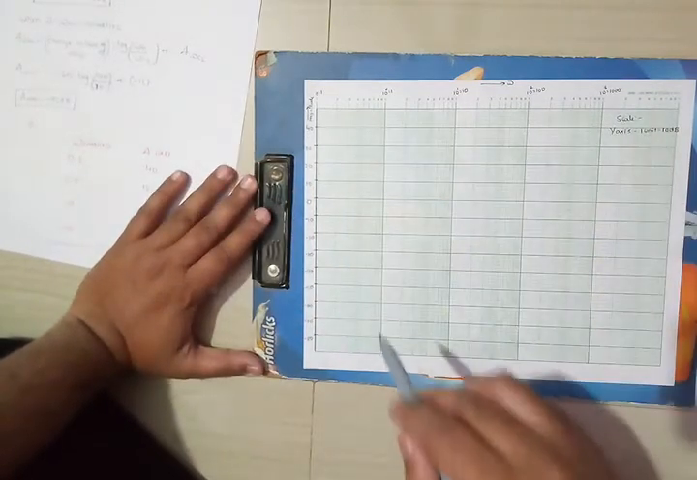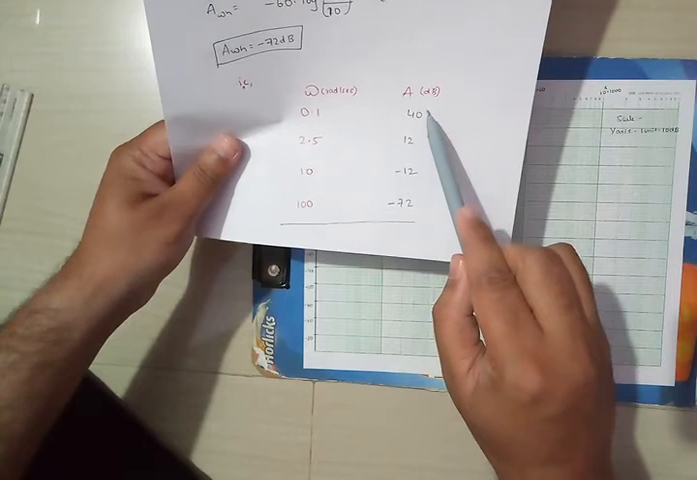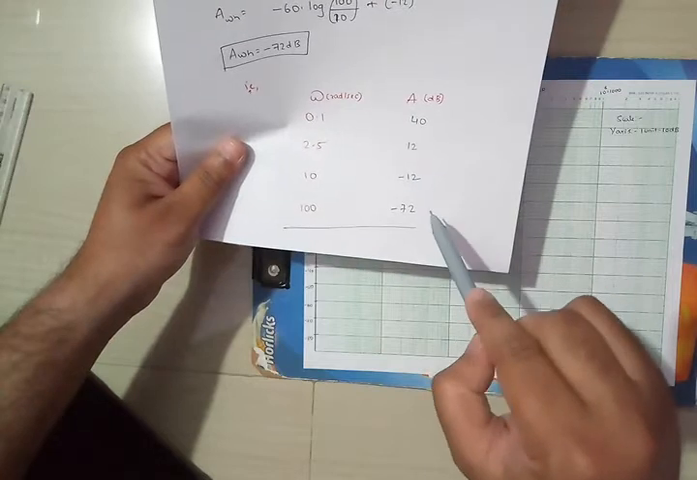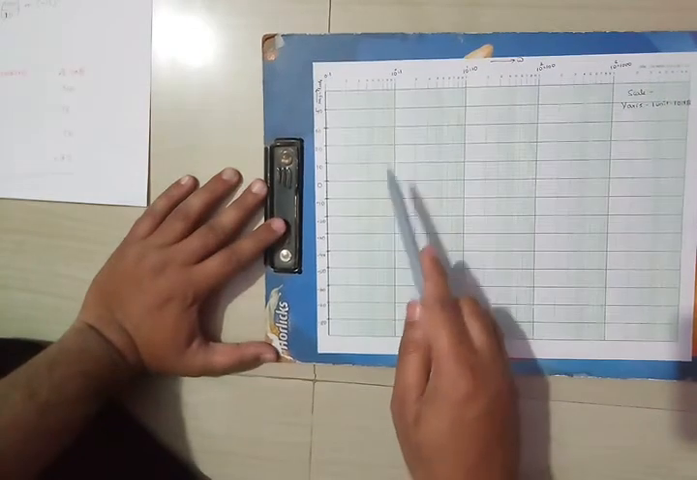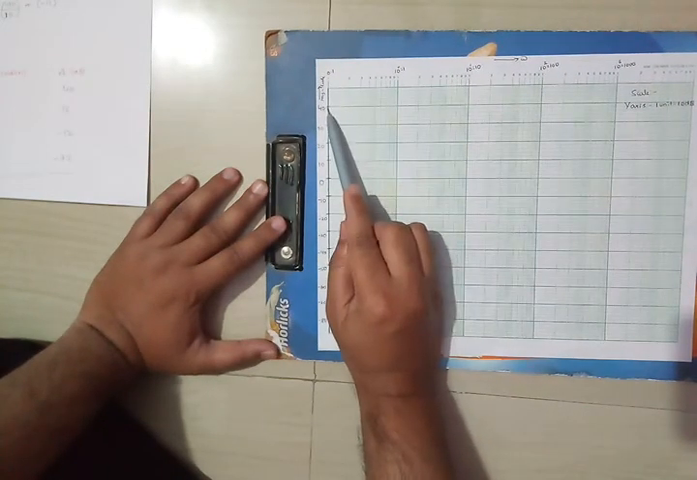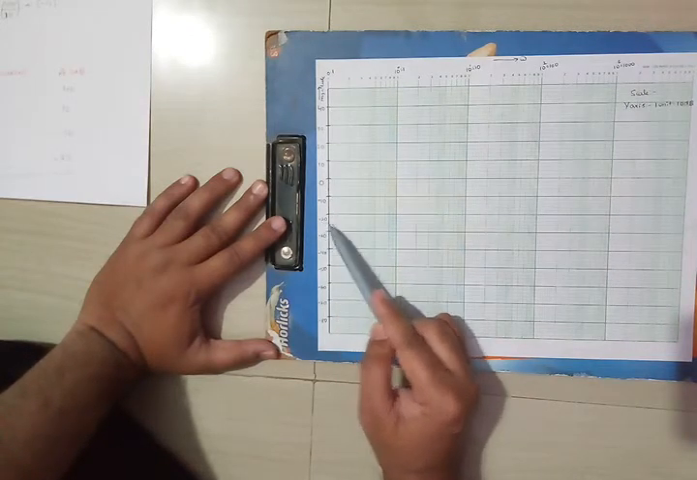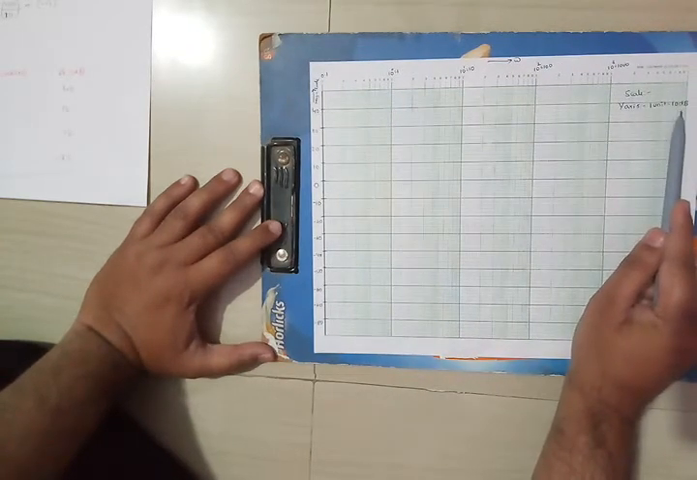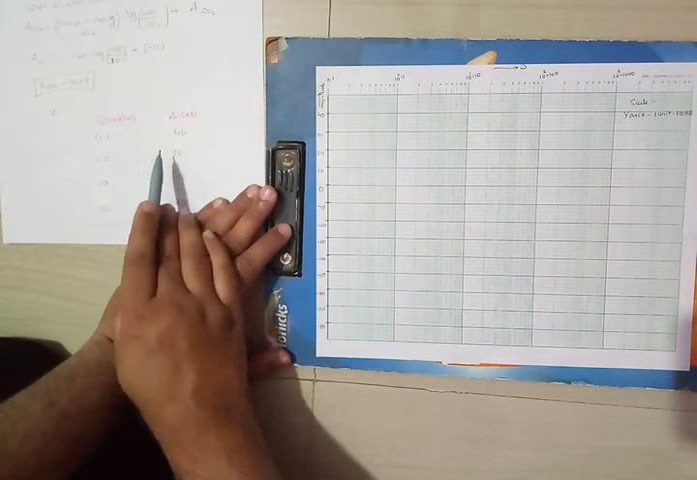So this is along the x-axis. Along the y-axis we have to consider magnitude. The highest magnitude which we have got is plus 40 dB and the least magnitude which we have got here is minus 72 dB. So we have to accommodate all these things here. In our graph sheet, initially let us take 40 decibels, then 30, 20, 10, 0, minus 10, minus 20, like that. One division I have taken as 10 decibels. Next, based on the values we have got, we'll try to plot.